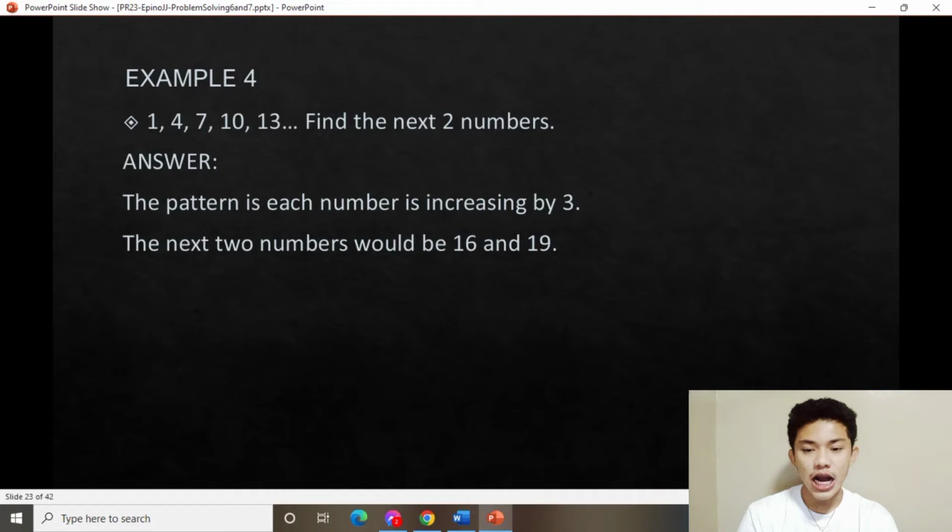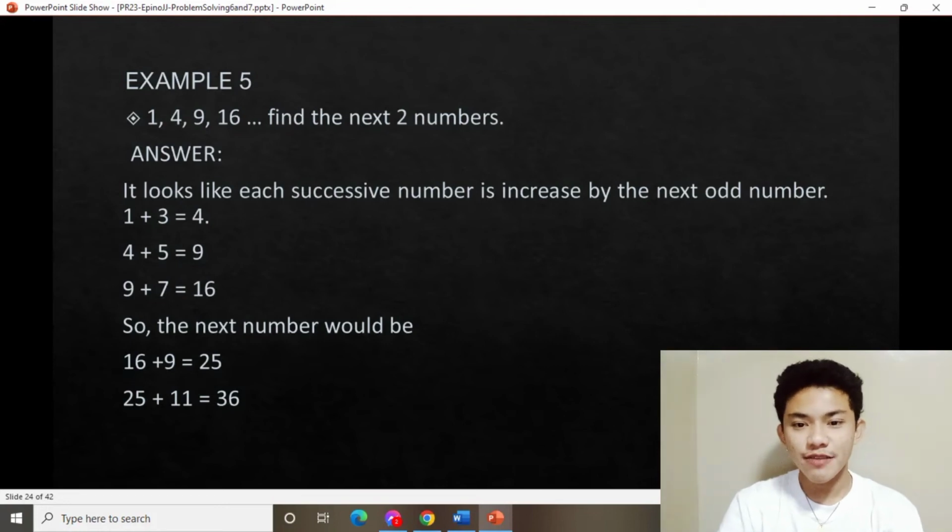Example 4: 1, 4, 7, 10, and so forth. Find the next 2 numbers. The pattern is that each number is increasing by 3. The next 2 numbers should be 13 and 16.